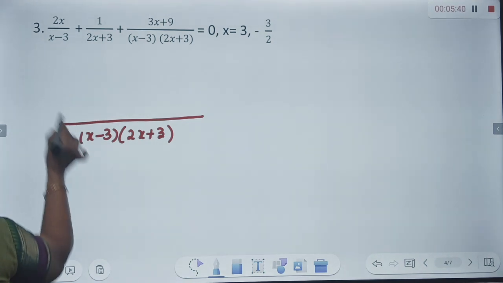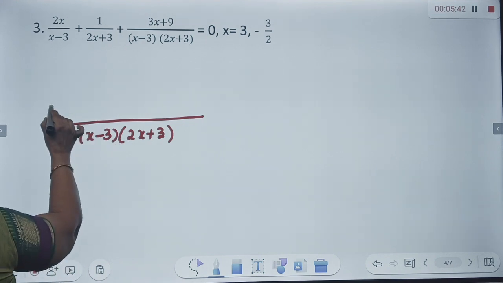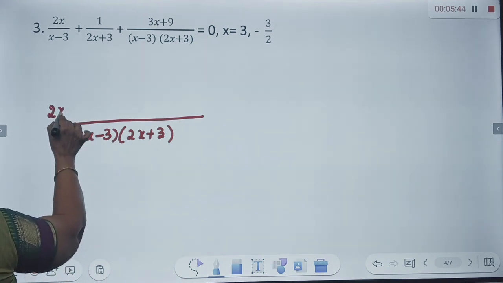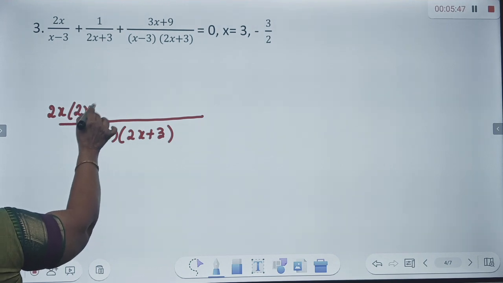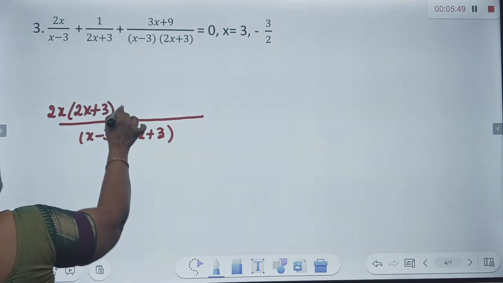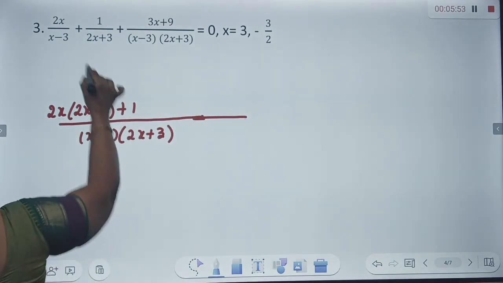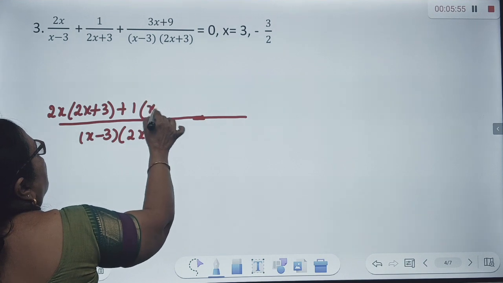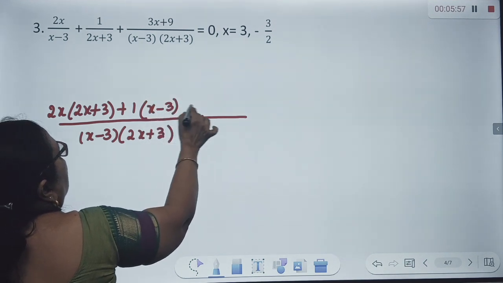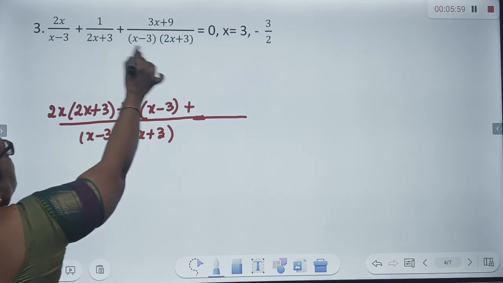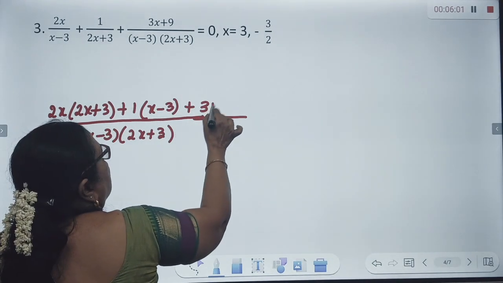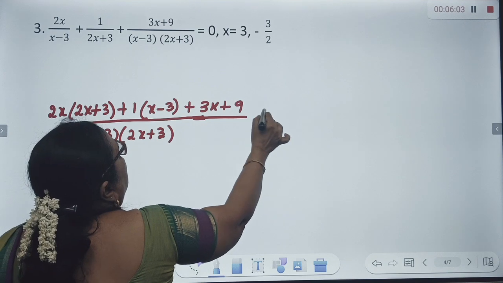For the first term x minus 3 is there, 2x plus 3 is not there. So 2x into 2x plus 3 plus 1 into, for the second term 2x plus 3 is there, x minus 3 is not there. Plus, here both the terms are there, so plus 3x plus 9 equal to 0.